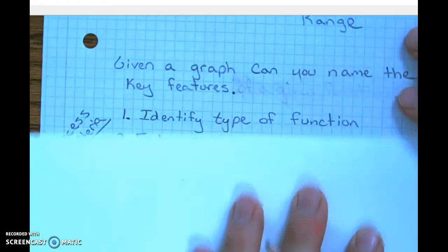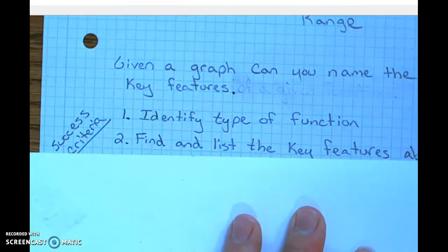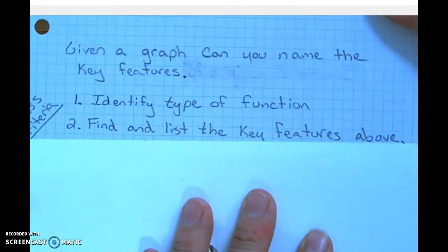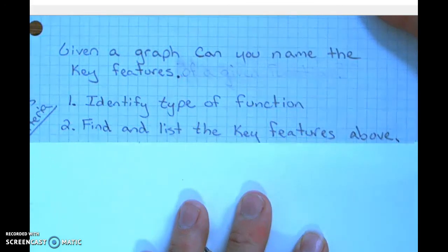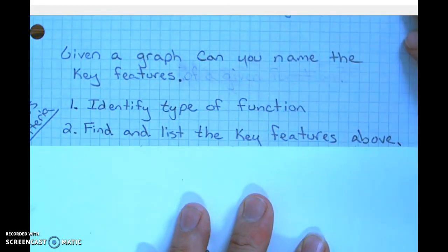Number two, you need to find and list the key features above. So the ones that we just listed above, you need to find them on the graph and list those key features. So those are really the two main success criteria for this lesson. So let's go ahead and take a look at an example.